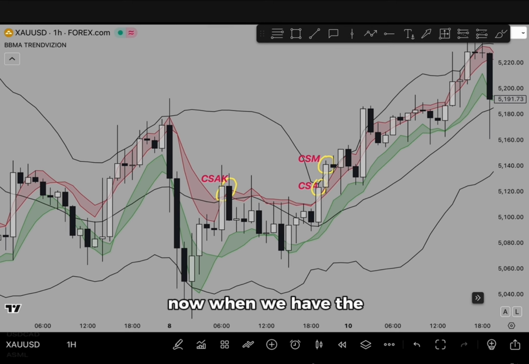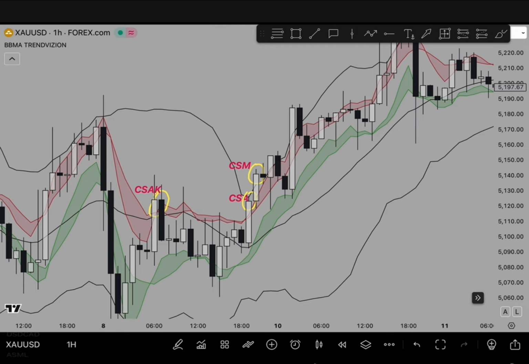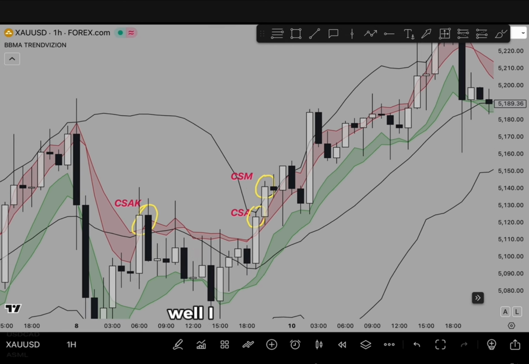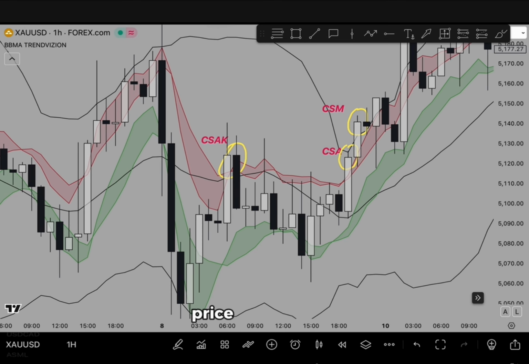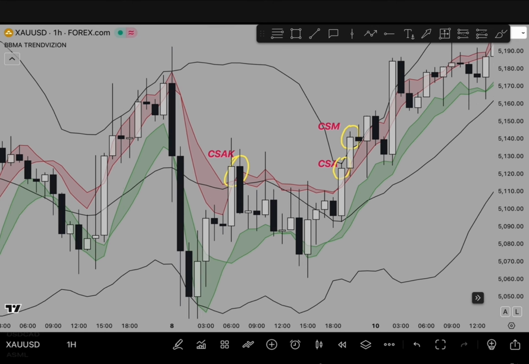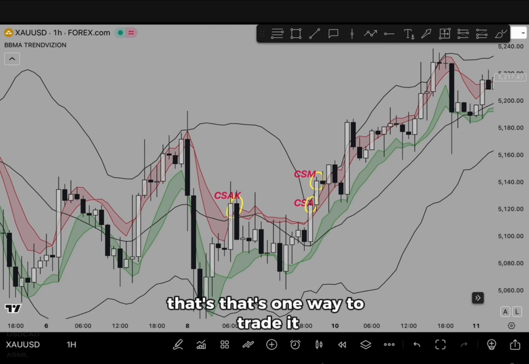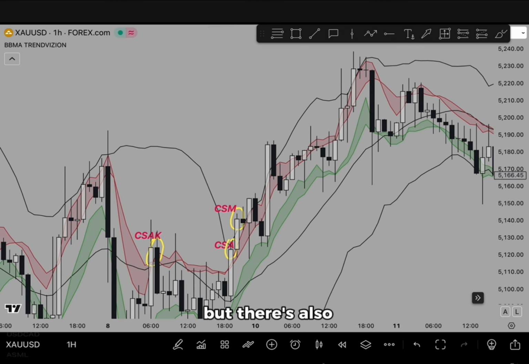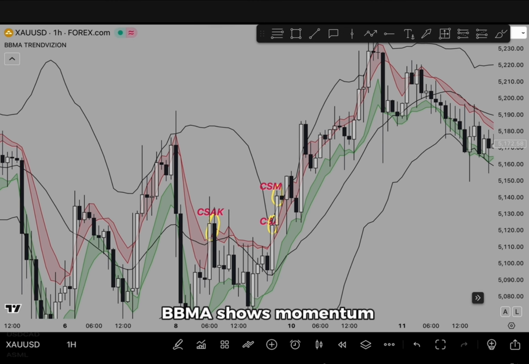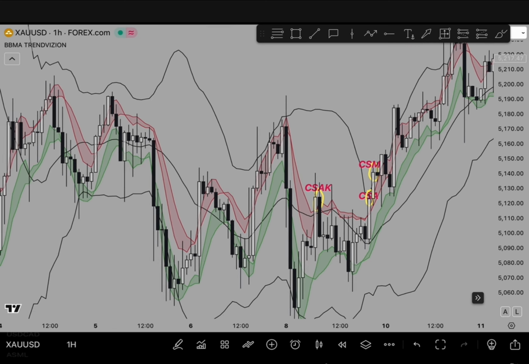Now, we have the second chapter, which is, okay, how do you trade this? Well, I already explained: price closes above, then it tests the low moving averages, and it should go up at least to the higher moving averages. That's one way to trade it. But BBMA also shows momentum, but also loss of momentum. So what can that be?